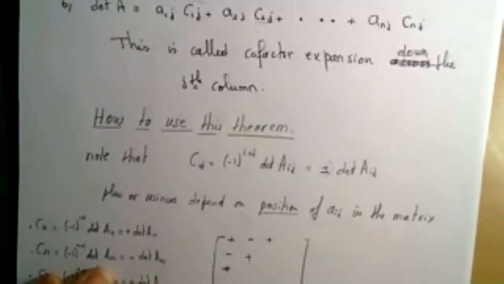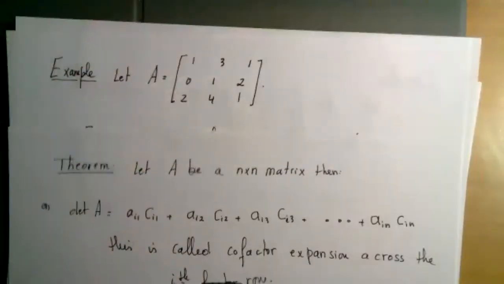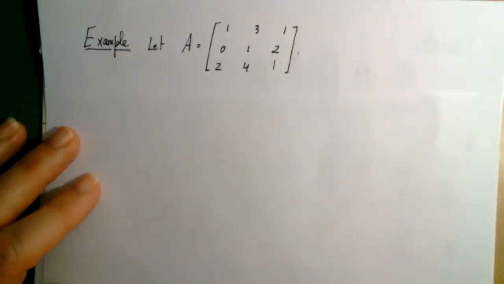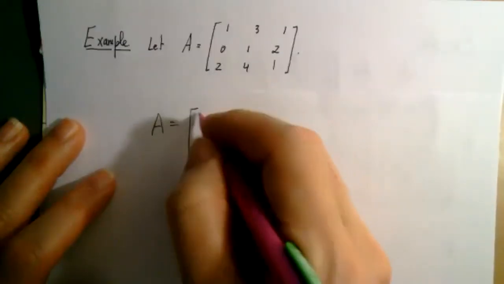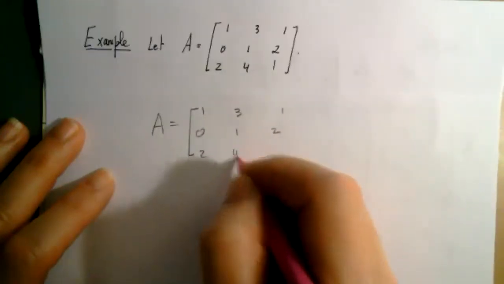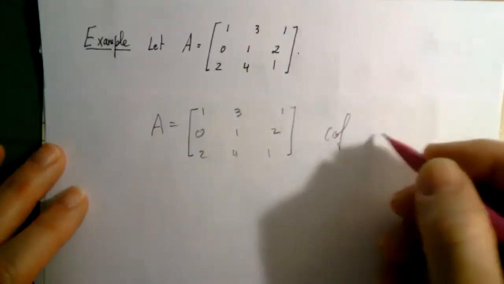So suppose I'm going to take the following matrix, 1, 3, 1, and I'm going to compute this matrix, not like I did it a minute ago, but using the idea of cofactor expansion. So I will do that slowly, and then the rest will be simple for you. 1, 3, 1, 0, 1, 2, 2, 4, 1. And my question is, I want you to find the determinant using cofactor.